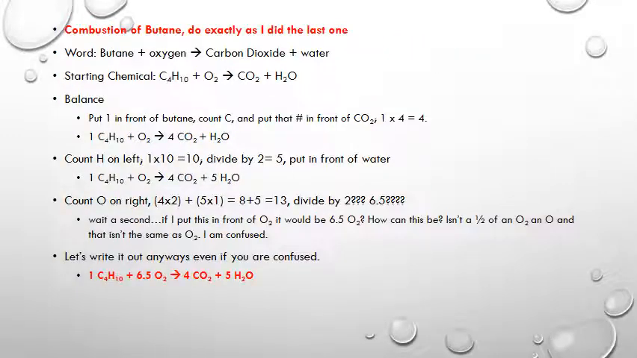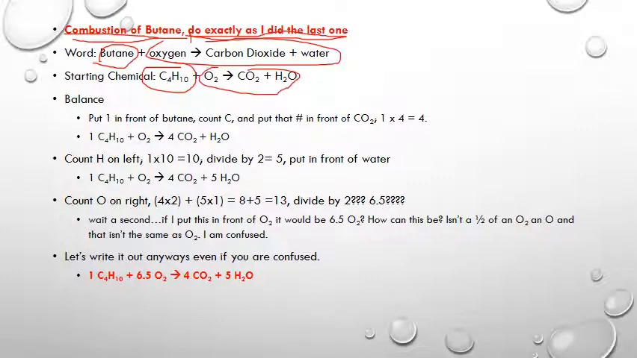Alright, so now we're going to do the same thing with butane. And I'm going to do exactly what I did before. Okay, not going to deviate. I'm not going to think too much. I'm going to just turn into a robot here. Okay, so butane, chemical formula. Put a 1 in front of the butane, count the number of carbons. So 1 times 4, put a 4, done. Count the number of hydrogens on the left. 1 times 10 is 10, divided by 2, 5.